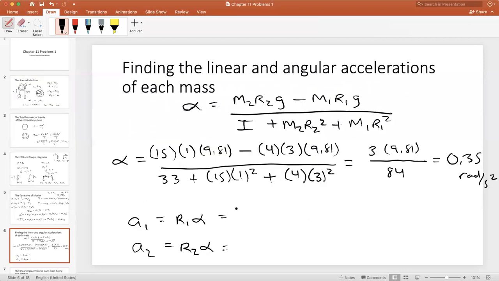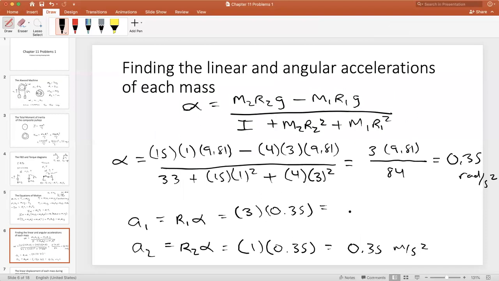If you recall, R1 was 3. So this is 3 times 0.35. And R2 was 1 meter. This is obviously 0.35 meter per second squared. And this is 1.05 meter per second squared. So we have our first half of our answer.